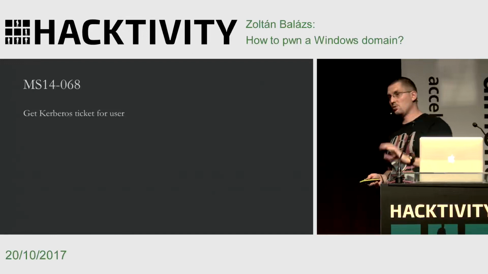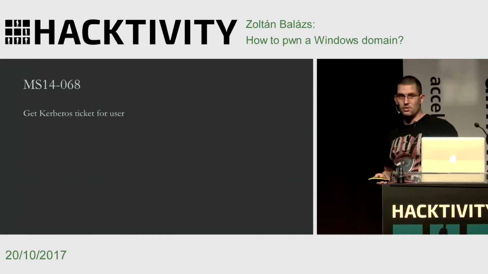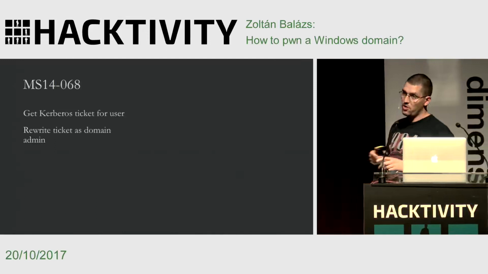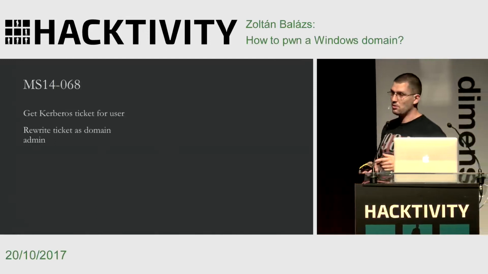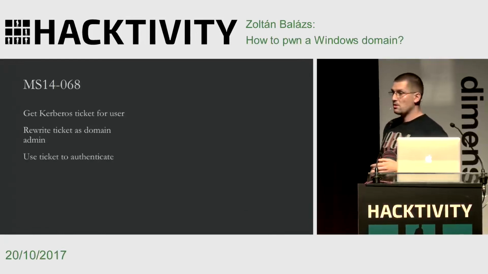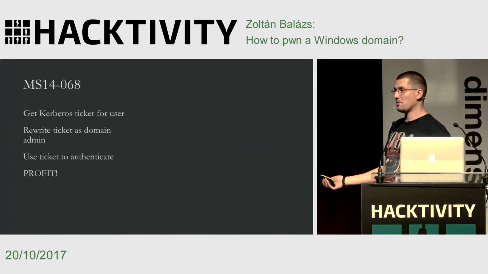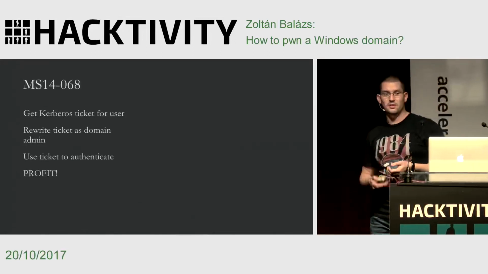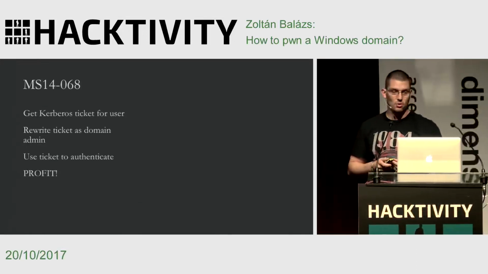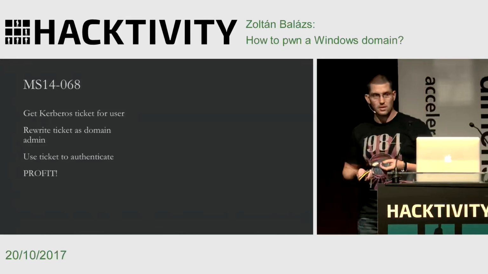The attacker already has user privileges in the Windows domain. It asks for a Kerberos ticket. Locally, the attacker rewrites the Kerberos ticket and writes into the ticket, hey, I'm not a user, I'm a domain admin. The attacker sends back the ticket to authenticate to any services, and he's domain admin. I mean, how cool is that, right? Unfortunately, it's now, I think, patched in almost all enterprises.